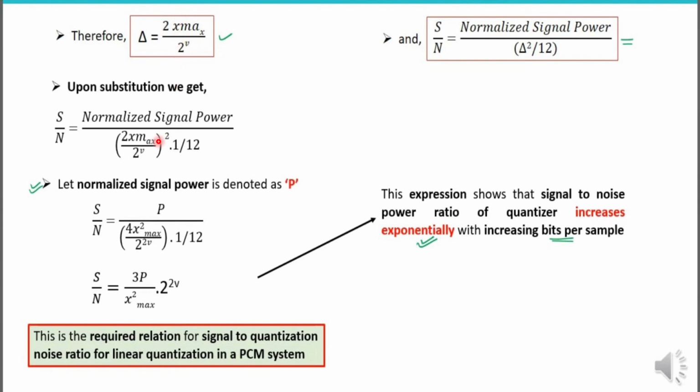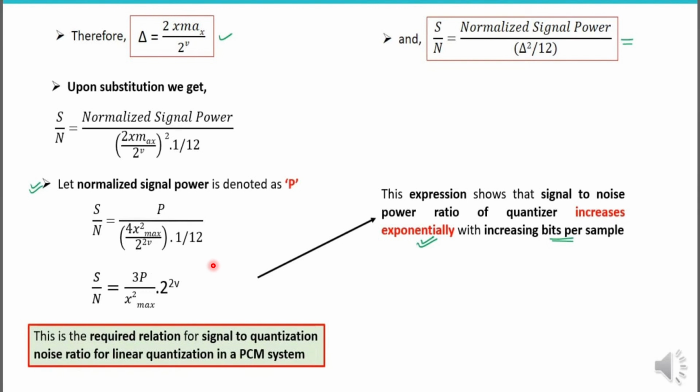This value is put in the denominator. The normalized signal power we denote as P. Therefore P divided by (2 x maximum by 2 to the b) whole square by 12, that is 4 x square maximum by 2 to the power 2b, by 12. The calculated value becomes S by N equals 3P by x square maximum into 2 to the power 2b. This expression shows the signal to noise power ratio increases exponentially, like an e to the power x graph.